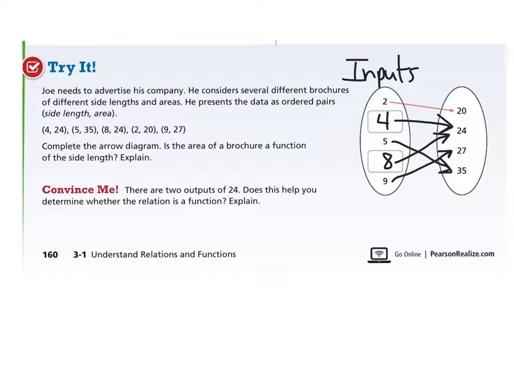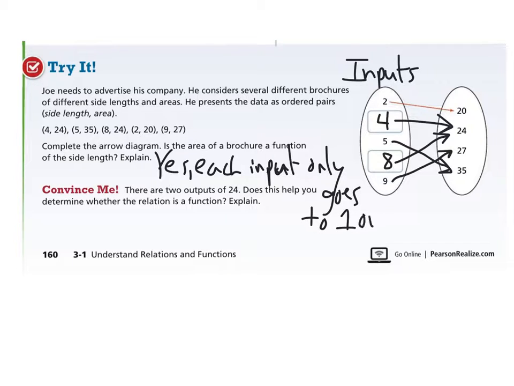So since each of these inputs, a certain input is only going to one output, then this is actually a function. Okay? So we could say yes, we could say each input only goes to one output, or something like that.